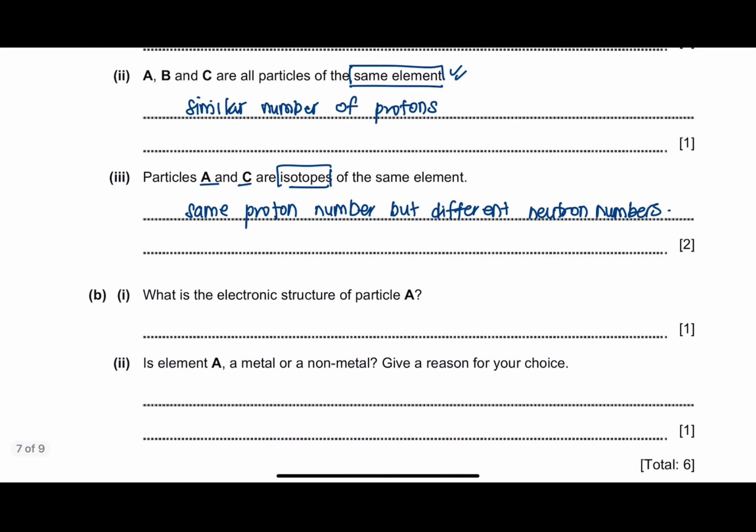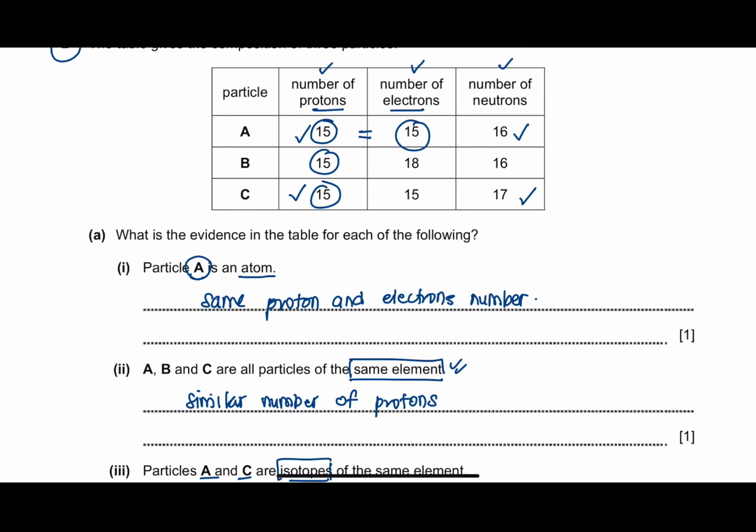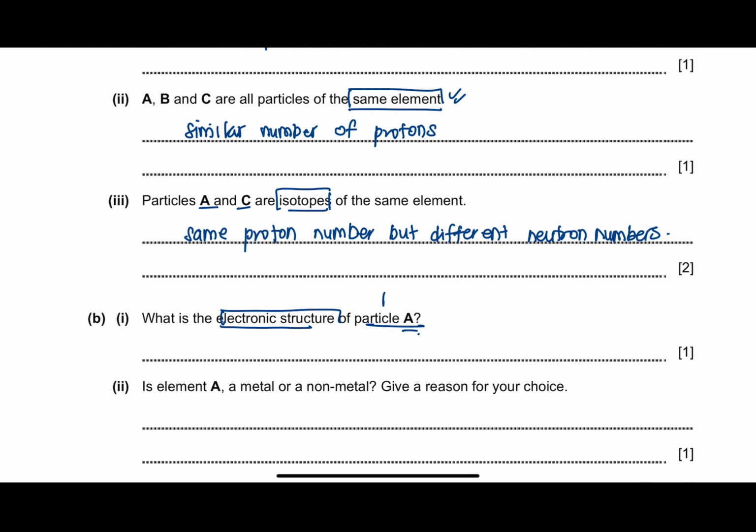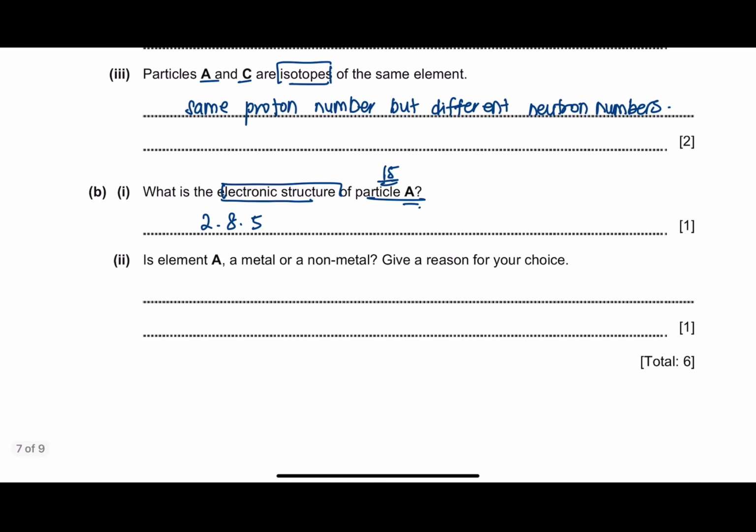Question B. What is the electronic structure of particle A? Now, let's look at the table. Particle A has 15 electrons. This means that it has 2 electrons on the first shell, 8 electrons on the second shell, and 5 electrons on the outermost shell.